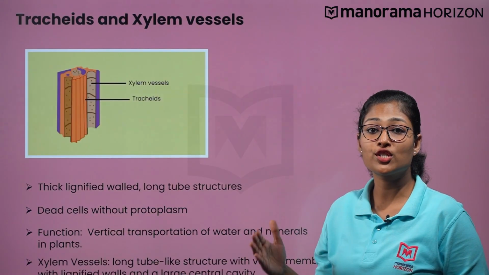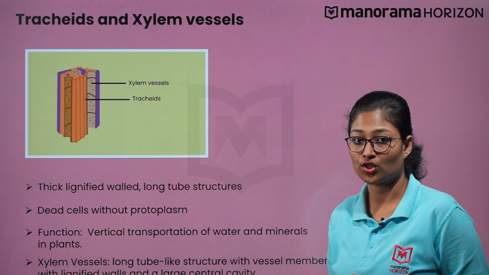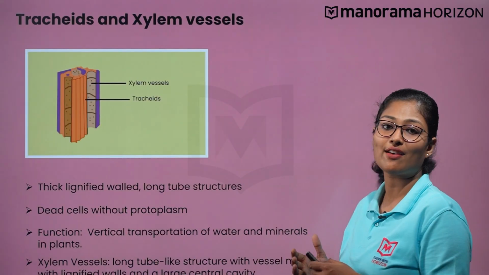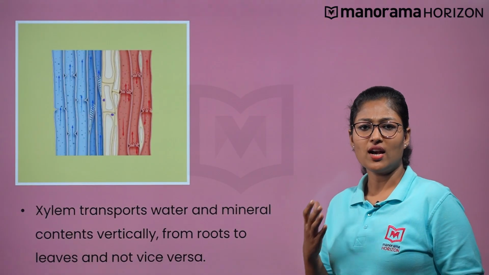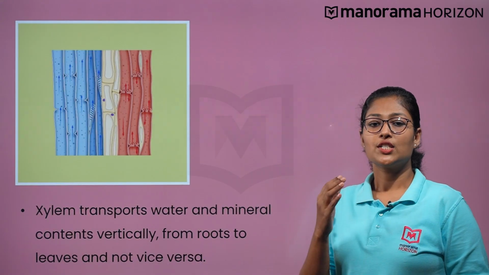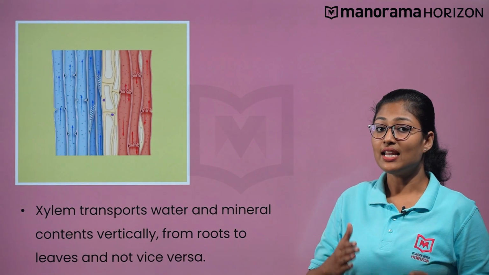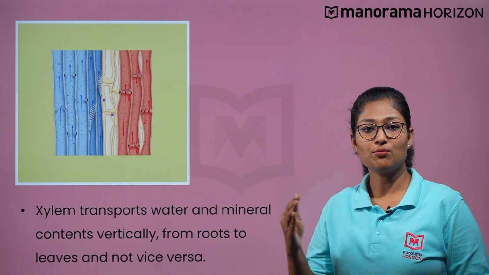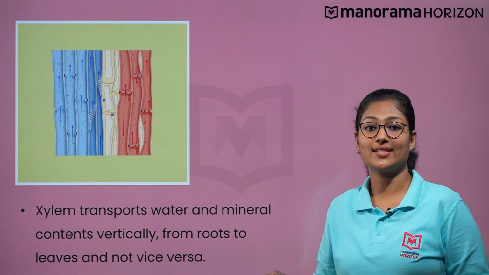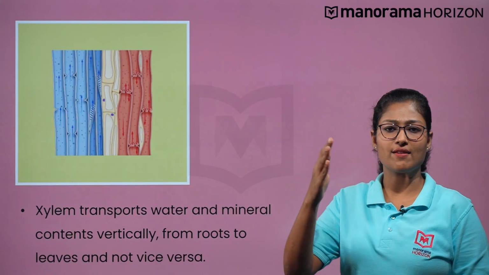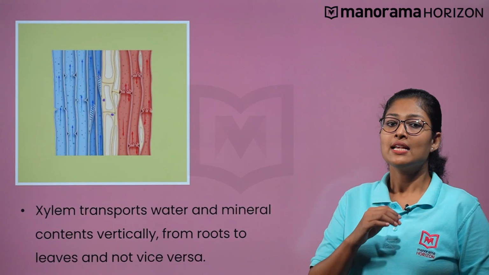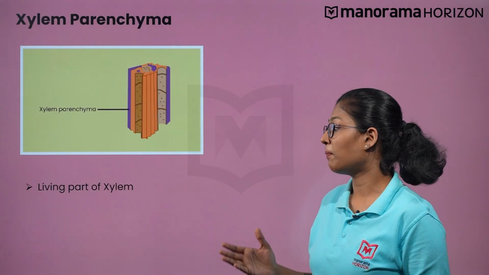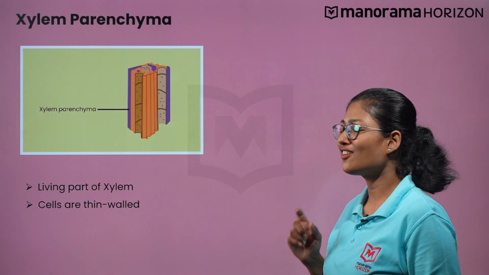The vessel is also a long tube-like structure with vessel membranes with lignified walls and a large central cavity. So, what is the function of tracheids? Transportation of water and minerals in a unidirectional way. That is, xylem transports water and mineral contents vertically from roots to leaves and not vice versa. Next, coming to xylem parenchyma. Xylem parenchyma is a living part of the xylem and it is thin-walled.